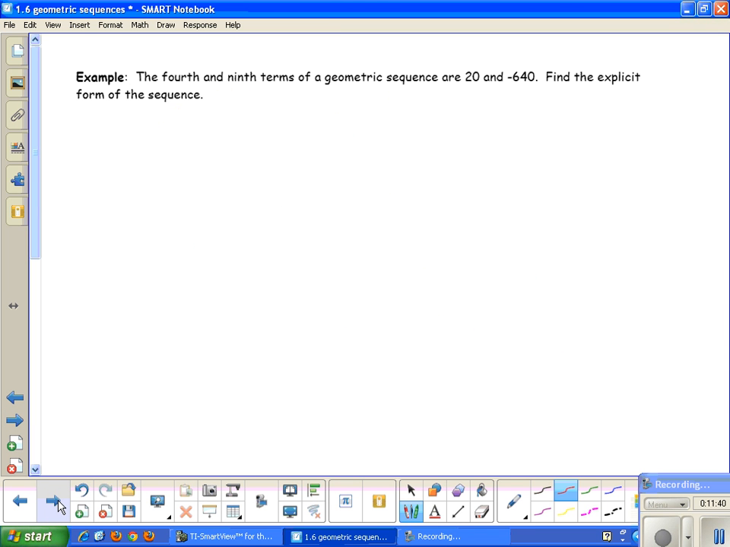Now we're going to give an example where we're not given our first term. The fourth and the ninth terms of a geometric sequence are 20 and negative 640. Find the explicit form of the sequence. So in this case, we're given the fourth term is equal to 20, and the ninth term is equal to negative 640. That means we need to figure out what the first term is, and we also need to figure out what the common ratio is.